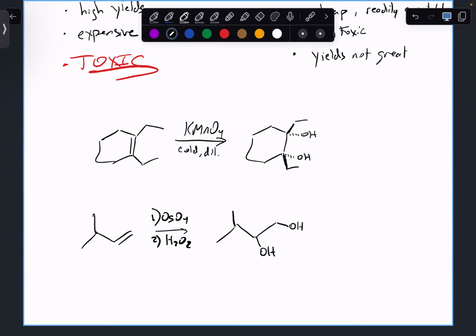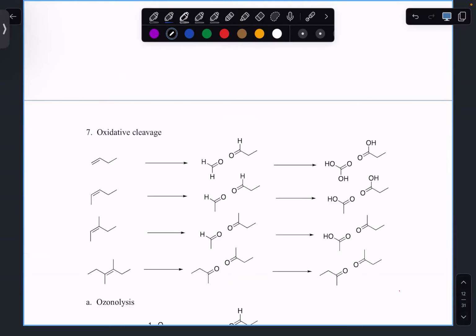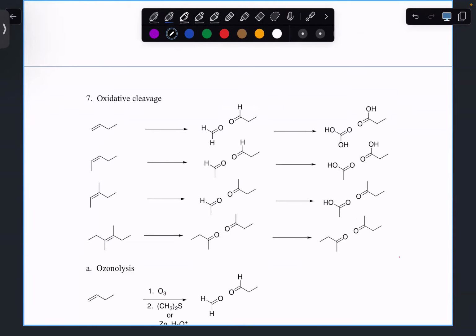All right, then I think the last reaction we need to talk about is one that's called oxidative cleavage. Now, that name is exactly what happens. When I say oxidative cleavage, the cleavage part means you're going to break the molecule apart at the double bond. And then each of those former double bond carbons will get oxidized. Hence the term oxidative cleavage.